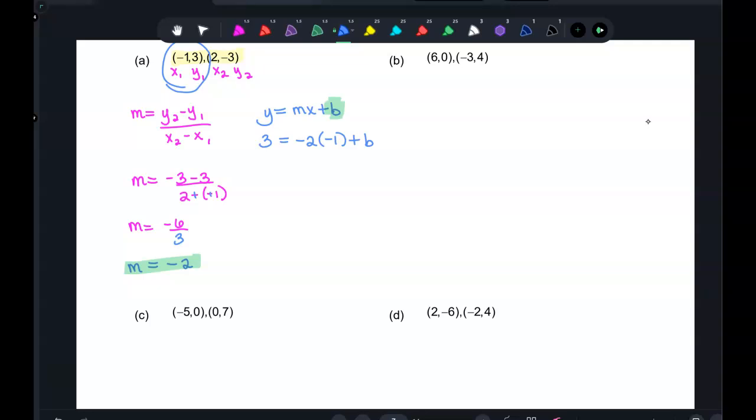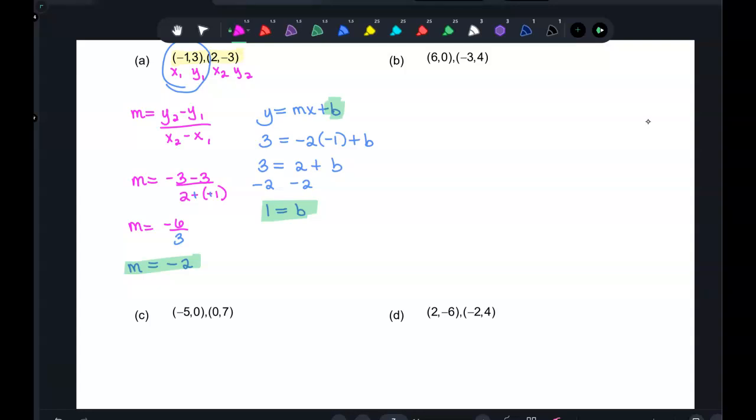Okay? So I'm using m is -2. I'm using -1, 3 to put in for x and y. Equals 1. And let's see. So I have 3 equals 2 plus b. Aaron, you were asking if it's just a 2. We're going to put a -2. y equals 2x plus b. I mean, y equals -2x.